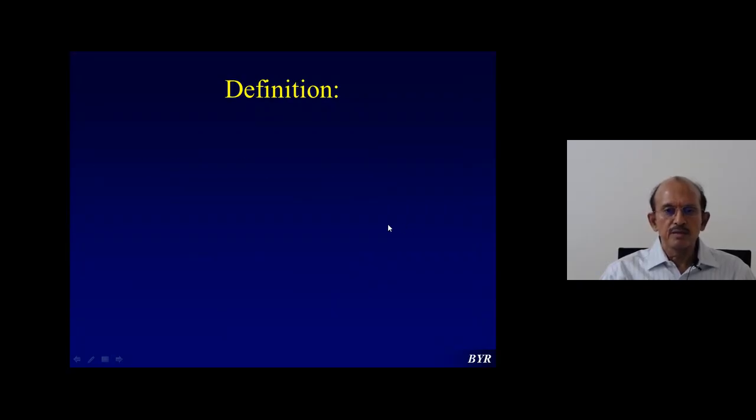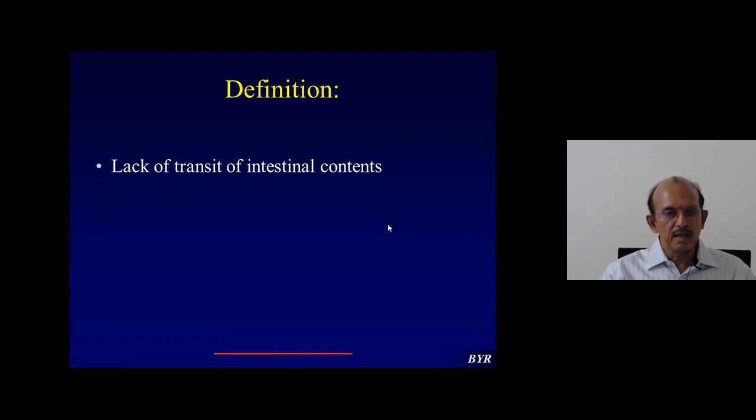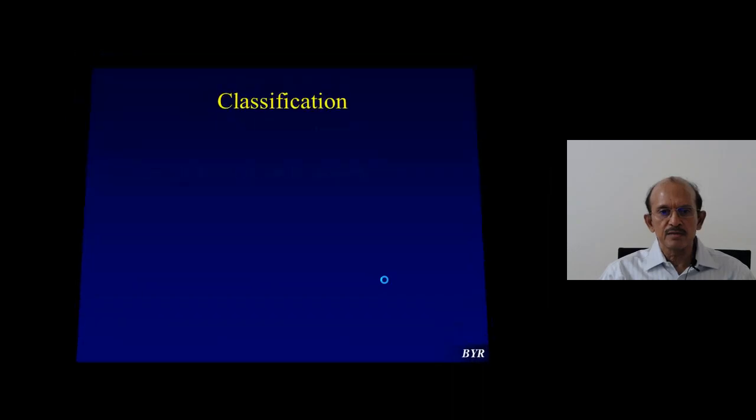What is the definition? Lack of transit of intestinal contents. By any cause, if the intestinal contents are not being propagated, it is called intestinal obstruction. It need not be something like a mechanical thing coming and blocking. It can be anything. If the intestinal contents are not able to be propagated, then we call it intestinal obstruction. So now let us see the causes for this obstruction.